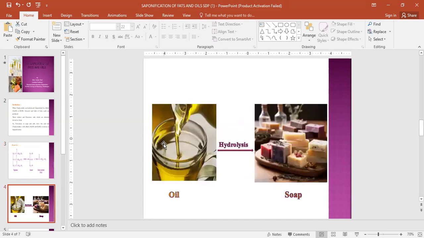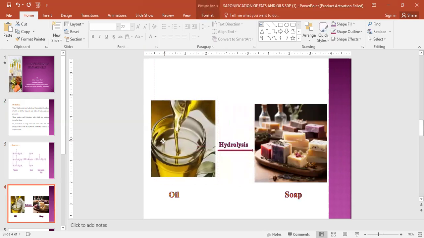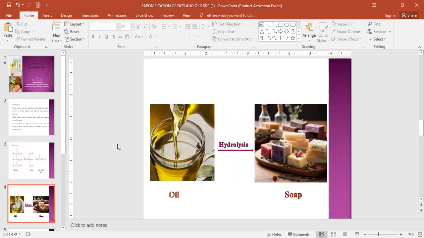So this is an oil. Oil undergoes hydrolysis and the formation of the soap.